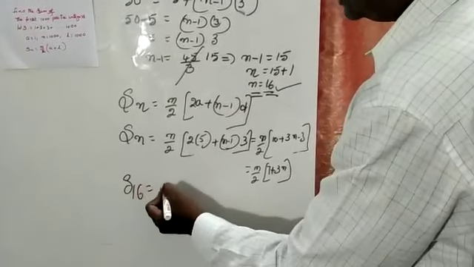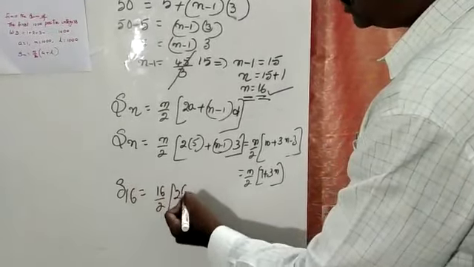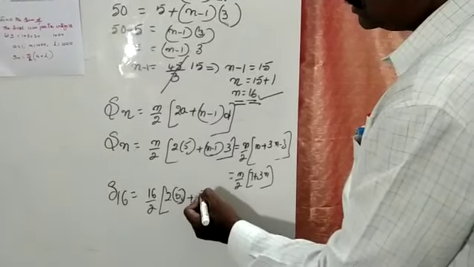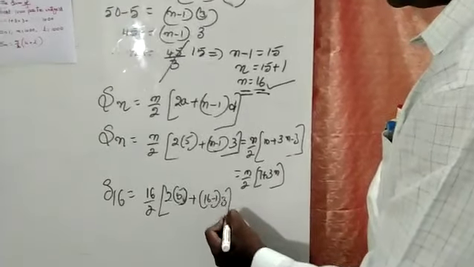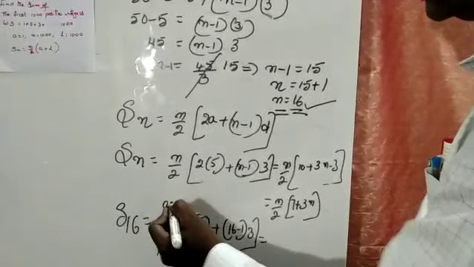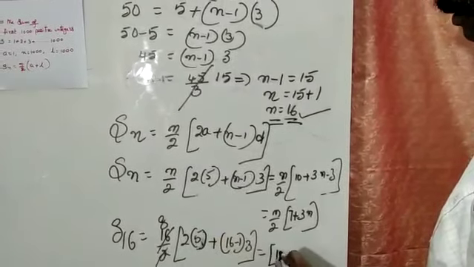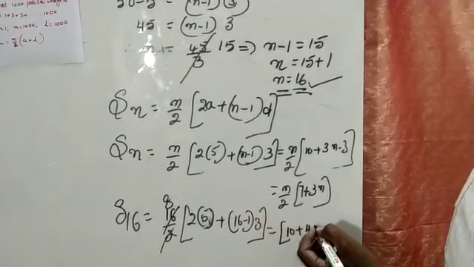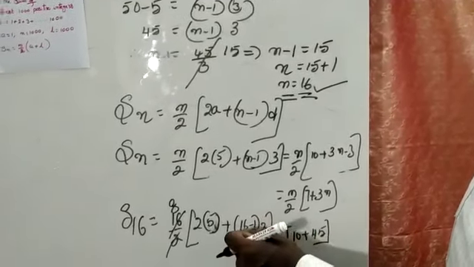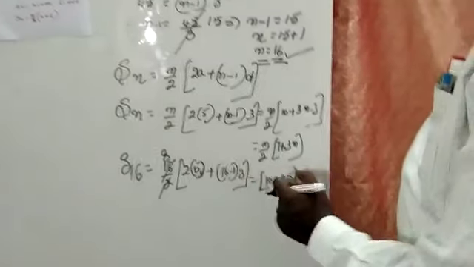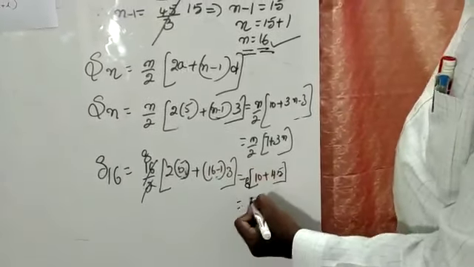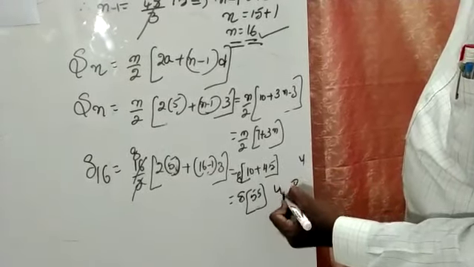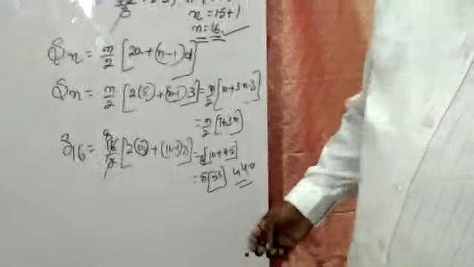S16 is equal to 16 by 2 of 2 of 5 plus 16 minus 1 into 3. That is equal to 2 will be cancelled, 8 times. Here I am taking 2 5s are 10 plus 16 minus 1, 15, 15 3s are 45. Here 8 of 55. 8 5s are 40, 8 5s are 40 plus 4, 44. 440. Suppose you are asked to find the S16.